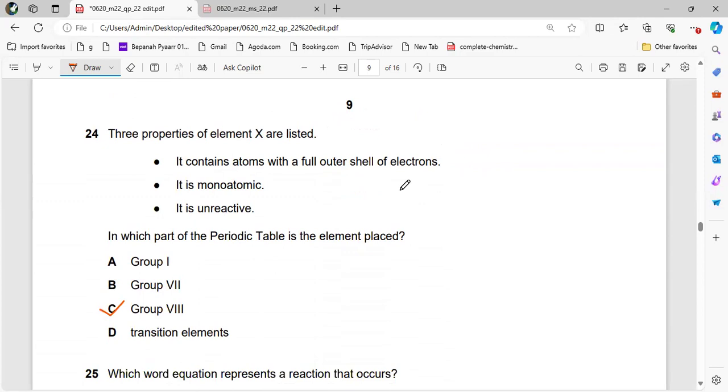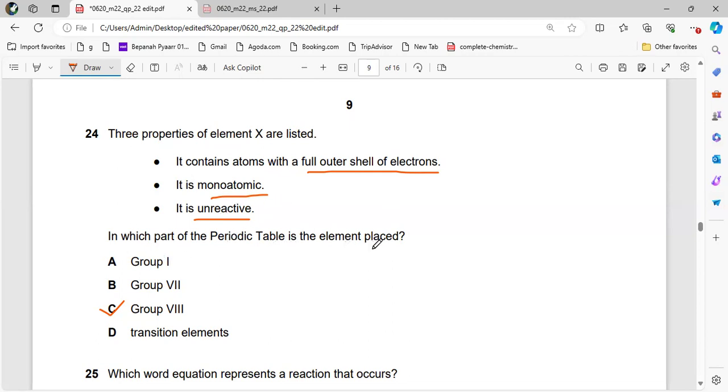Three properties of element X are listed. It contains atoms with a full outer shell of electrons. It is a monoatomic gas. It is unreactive. Okay. So here it has a full outer shell. That is one hint. It is monoatomic in nature and it is unreactive. Okay. So full outer shell, it means it belongs to group 8, that is noble gases, and it is unreactive.